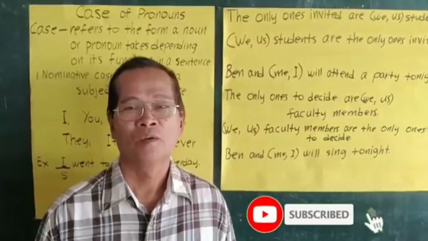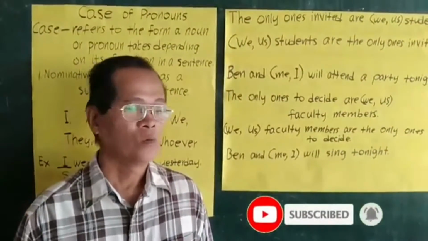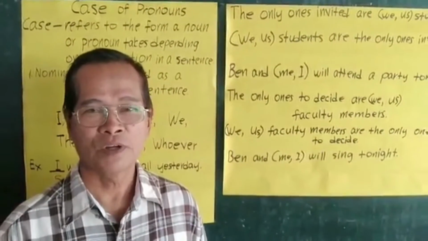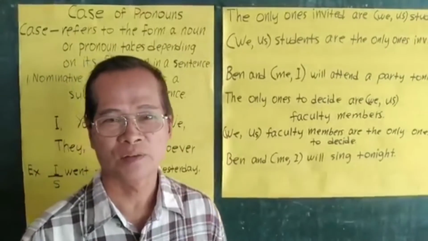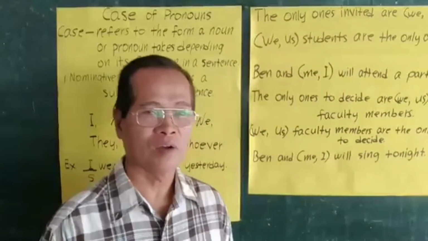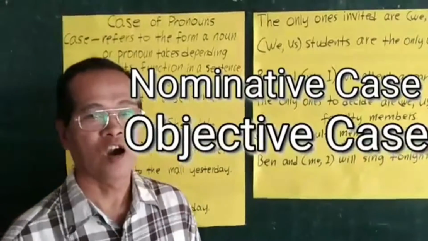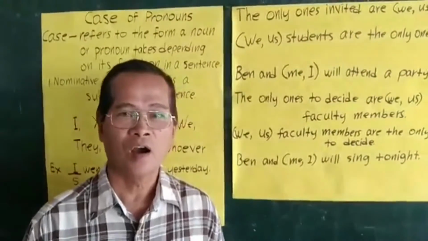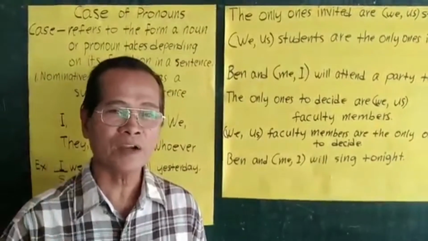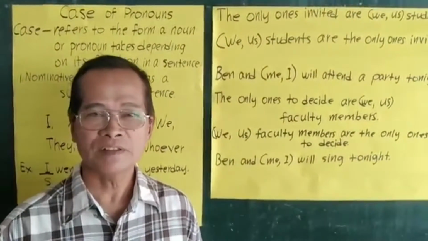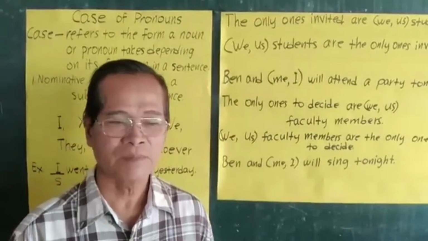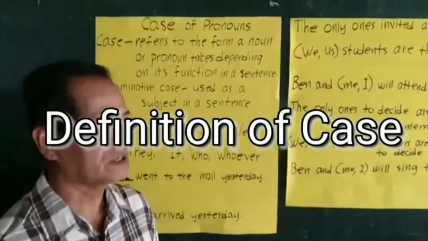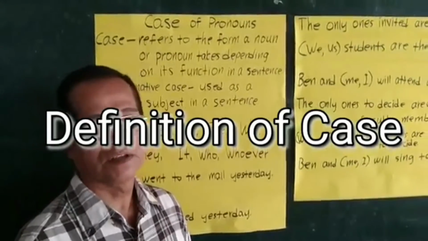Today, we are going to discuss one of the most confusing parts in English grammar, which is the cases of pronouns. We have three cases of pronouns: nominative, objective, and possessive. But this time, we are going to focus only on the two confusing parts, which are the nominative and the objective case pronouns. Now first, we need to define what a case is.